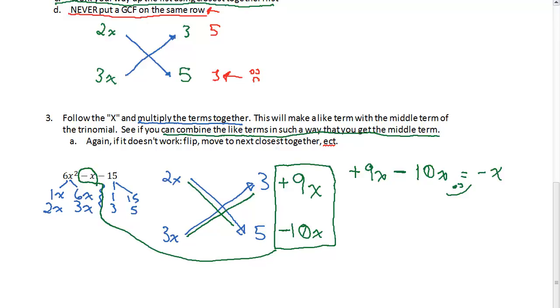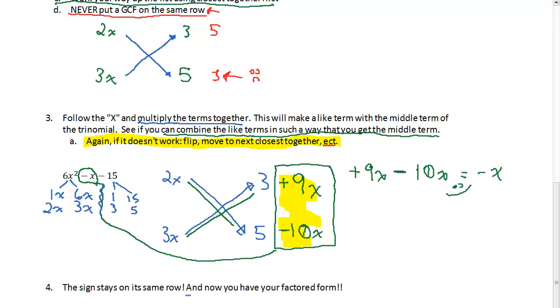And now we're ready for the next step. Again, if it doesn't work, flip, move to the next closest pair, etc., all those things from the previous step. Okay, so that's what you want to do. So what am I going to do with this now? What does this tell me?